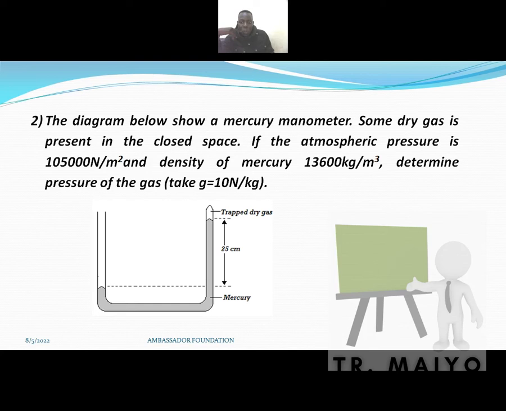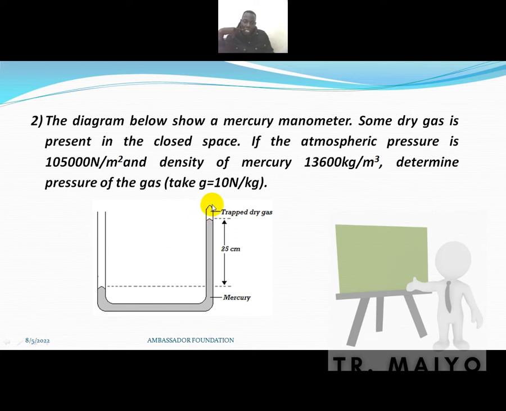Now look at this. The diagram below shows a mercury manometer. Some dry gas is present in the closed space. We have a space here. You can see my cursor. We have a space here. If the atmospheric pressure is 105,000 and the density of mercury is 13,600 kilogram per meter cubed, determine the pressure of the gas.